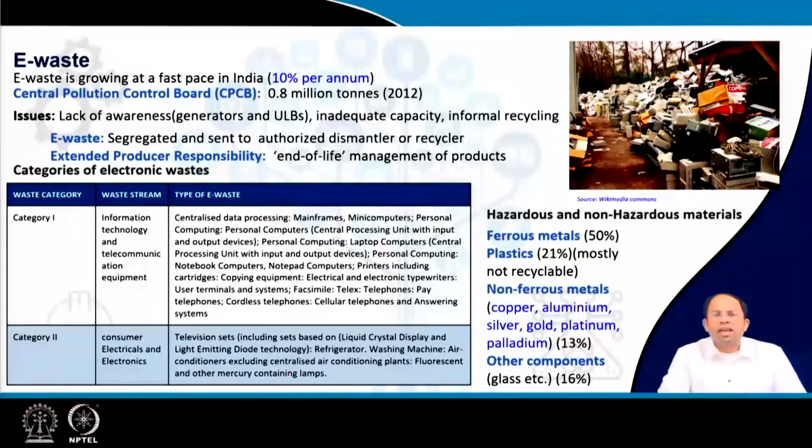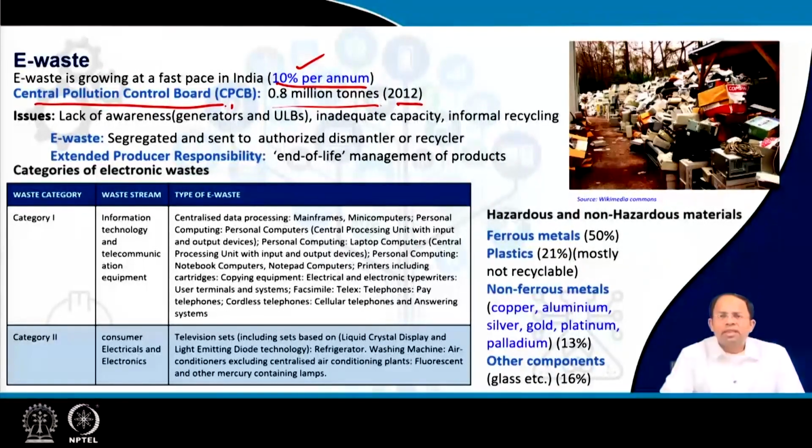Then coming to e-waste, these are the other kind of special waste. As you know, in India, the quantity of e-waste is growing very fast, because we are using more electronics and electrical material. The rate is around 10% per annum. According to a 2012 estimate by the Central Pollution Control Board in India, it was around 0.8 million tons.